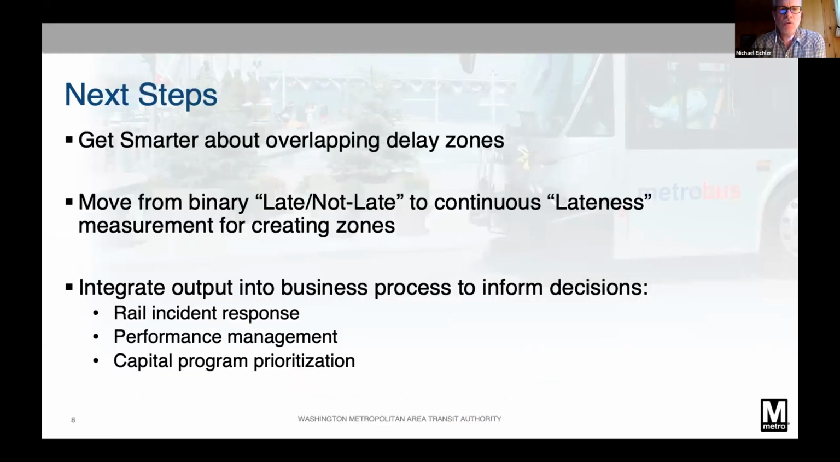So to summarize, we're creating zones of lateness, linking those zones of lateness to customers and to tickets. We're trying to get smarter about our zones, start handling overlapping zones, going from a binary late, not late, to a sort of a lateness. And then really linking this data into rail performance, capital program, and also performance management. Thanks.